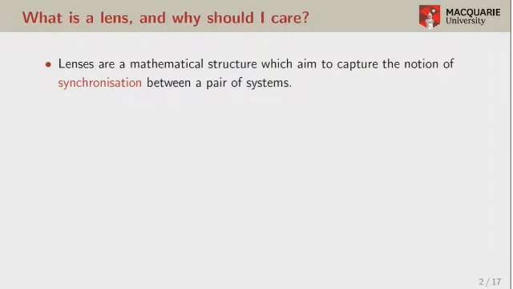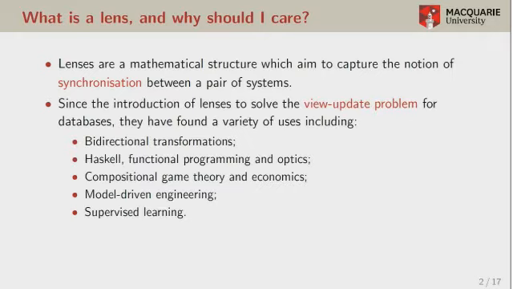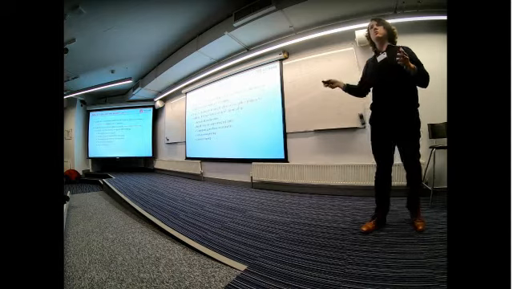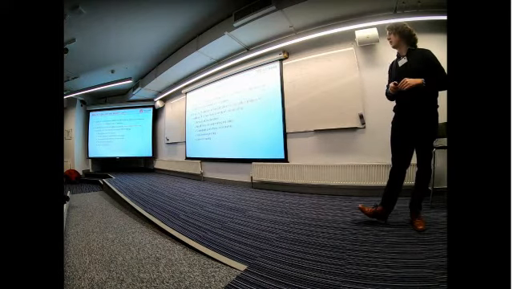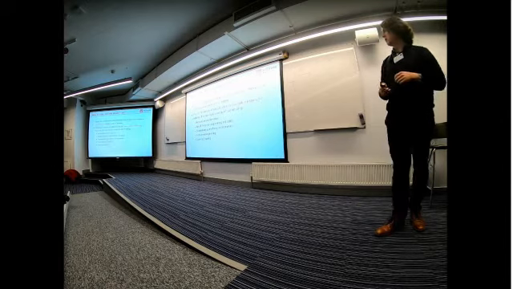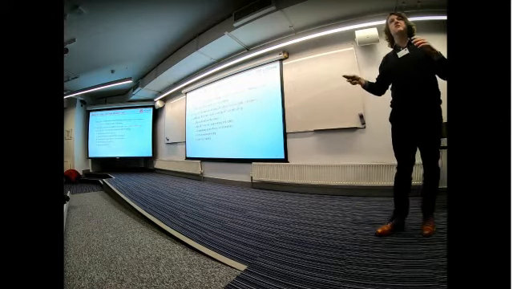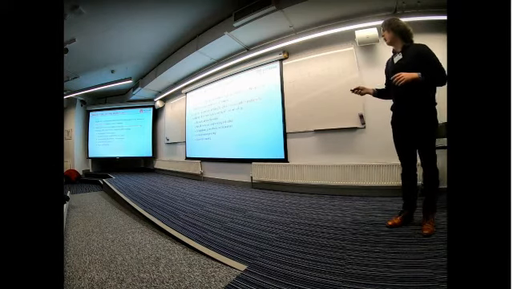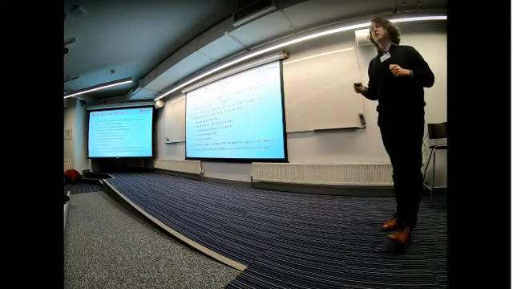So, motivation. What is a lens and why should I care? Well, lenses, as Mike said this morning, are a kind of mathematical structure which aims to capture the notion of synchronization between a pair of systems. And there's lots of different kinds of systems we can consider here. Since the introduction of lenses, which were originally introduced to solve the view update problem in databases, they've found a variety of different uses, and we've got this whole list of different ways that lenses can be seen happening in the real world. Each kind of lens that is used here may have a slightly different meaning, and so I want to first go over exactly what kind of lenses I want to talk about.